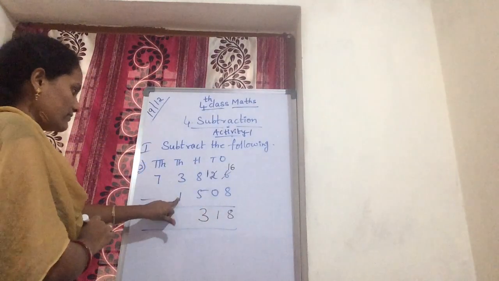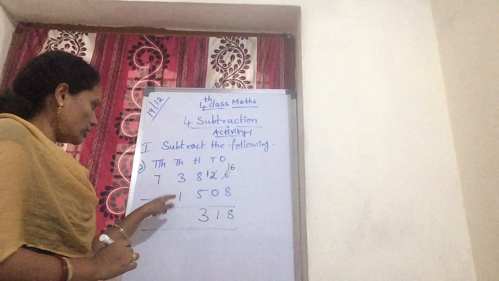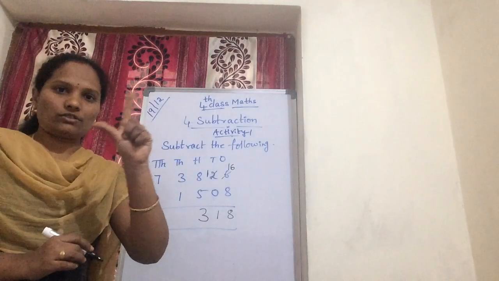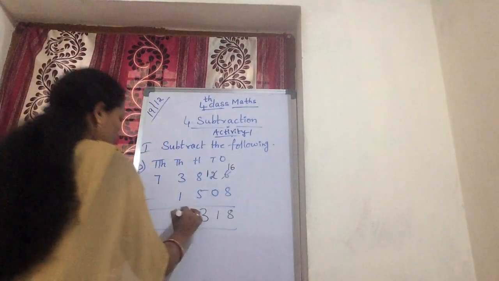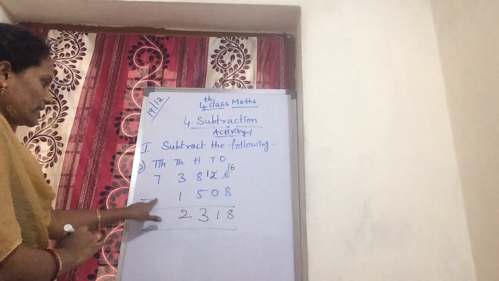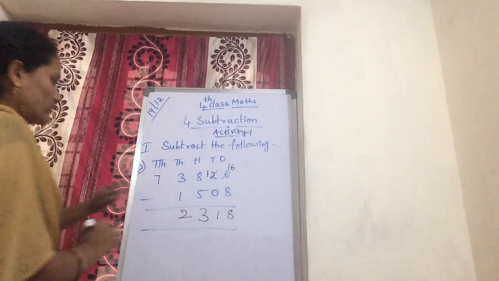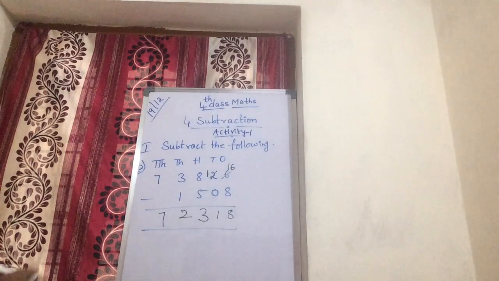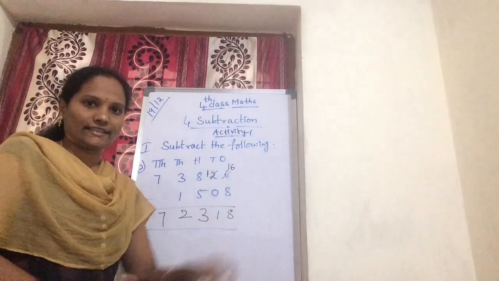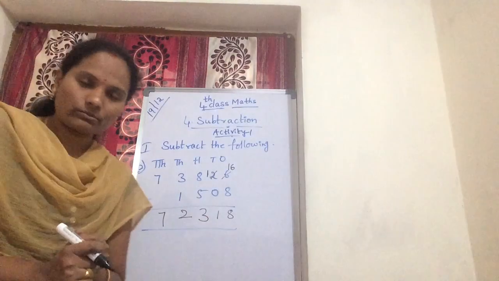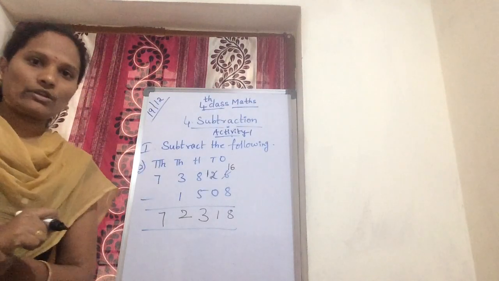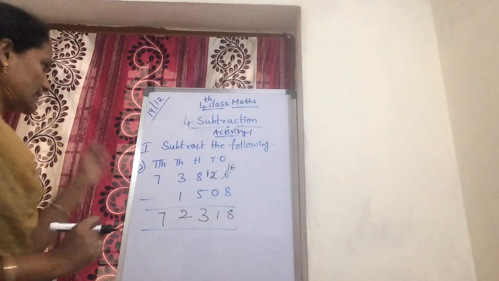Next, 3 minus 1. 1 after 2, 3. You get 2. Here, is any number there? No. Only 7 is there. You should write 7. So what is our number? 72,318. You can understand how to take borrowing and how to subtract. Now please copy it.